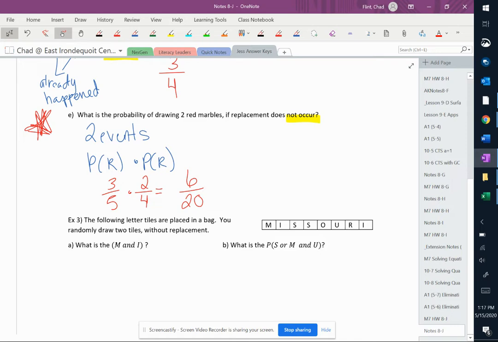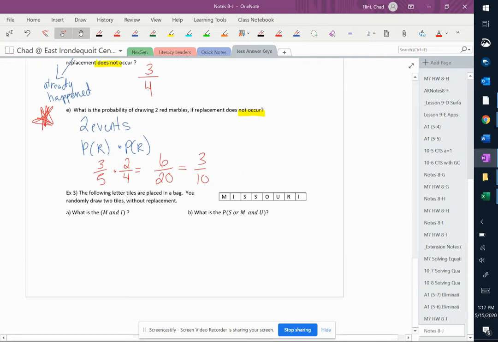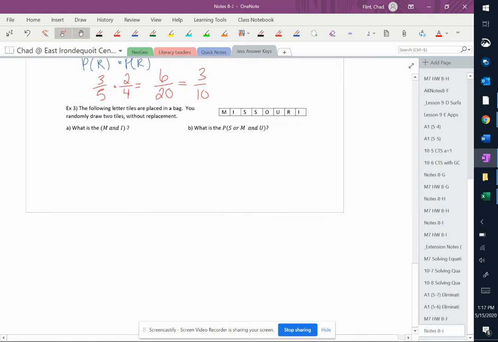3 times 2 is 6, 5 times 4 is 20. That reduces to 3 tenths. Very important problem here. Even if that were to ask me, what is the probability of drawing 3 red marbles? There would be 3 events happening, and I would need 3 fractions because I'm never picking 2 things at the same time in probability.